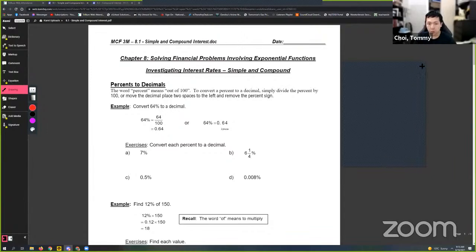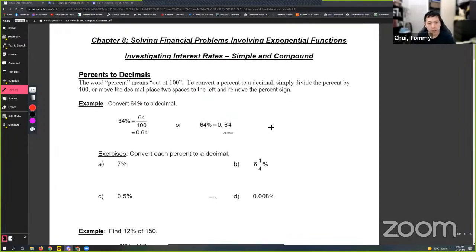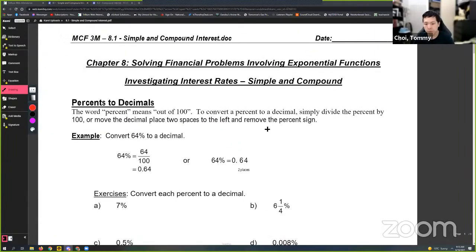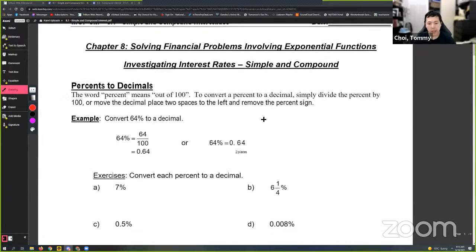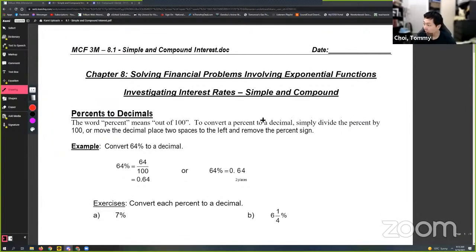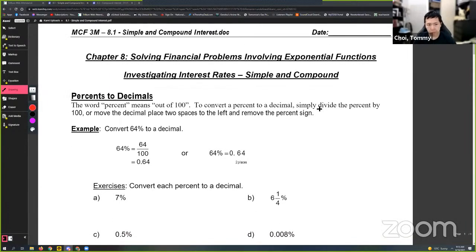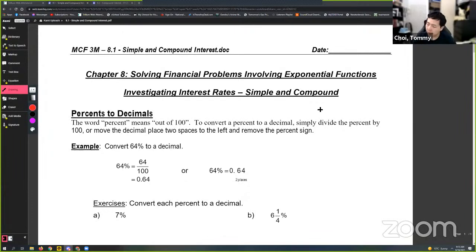Okay, looks like we're all ready to go. All right, let's get started here. So solving financial problems involving exponential functions, not always, not only exponentials, but it does include powers in it, which is why it mentions exponential functions. And so that's why we do this right after the exponential functions unit.